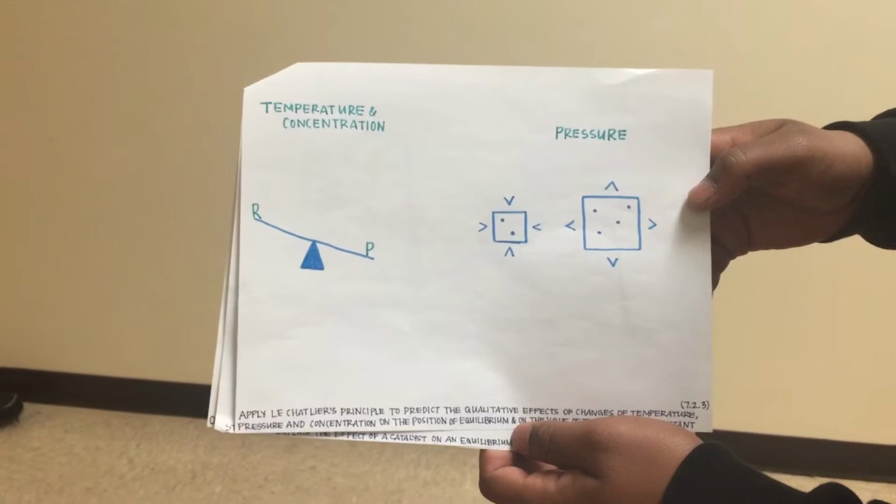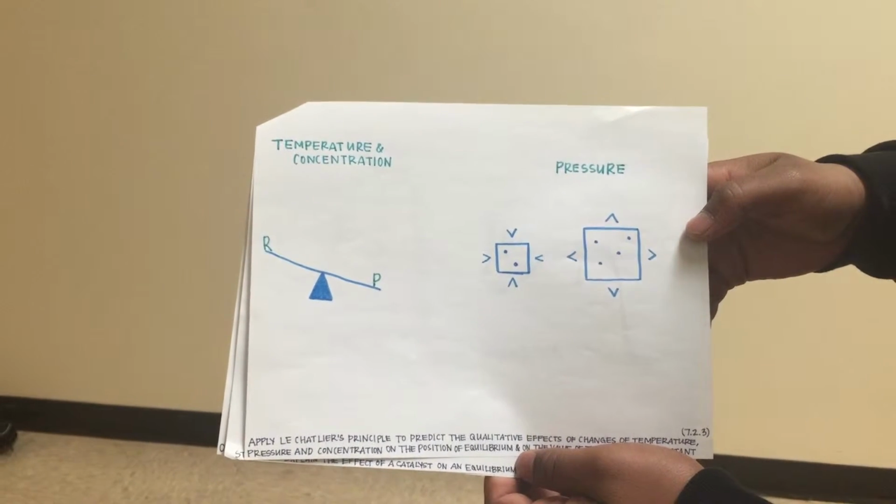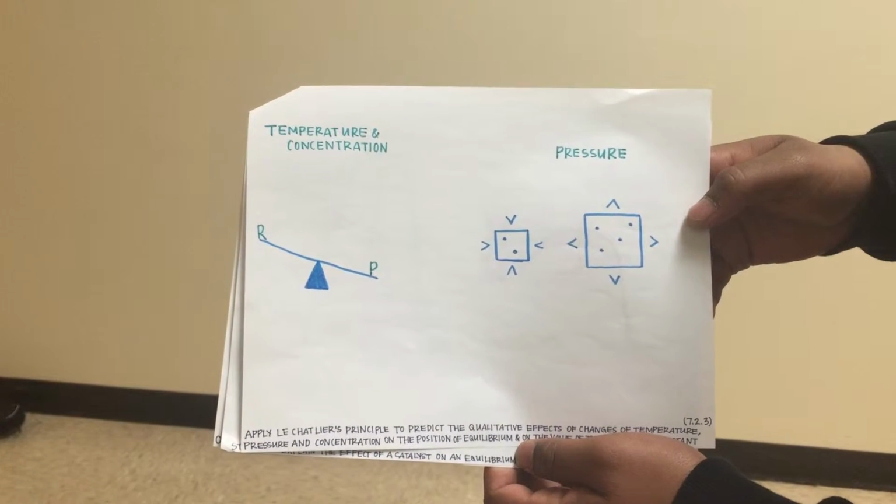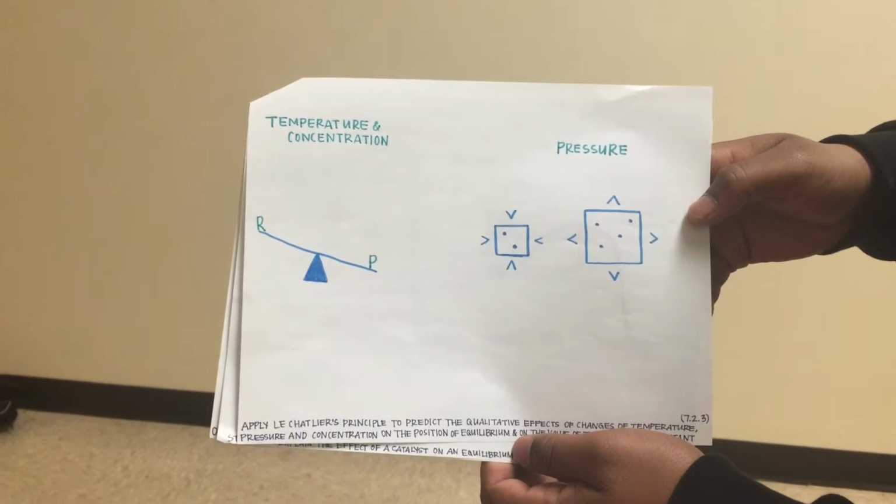When there is a decrease in pressure, equilibrium shifts to the side with the most moles of gas. If there is an increase in pressure, equilibrium will shift to the side with the fewer moles of gas.